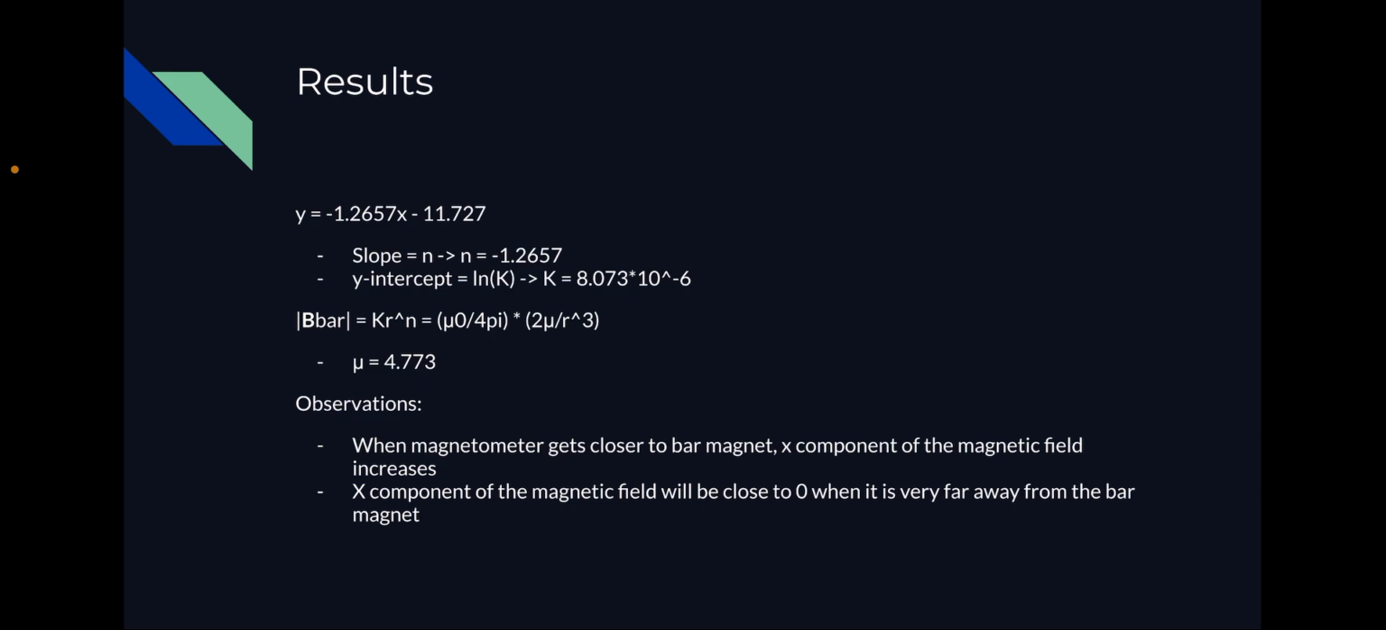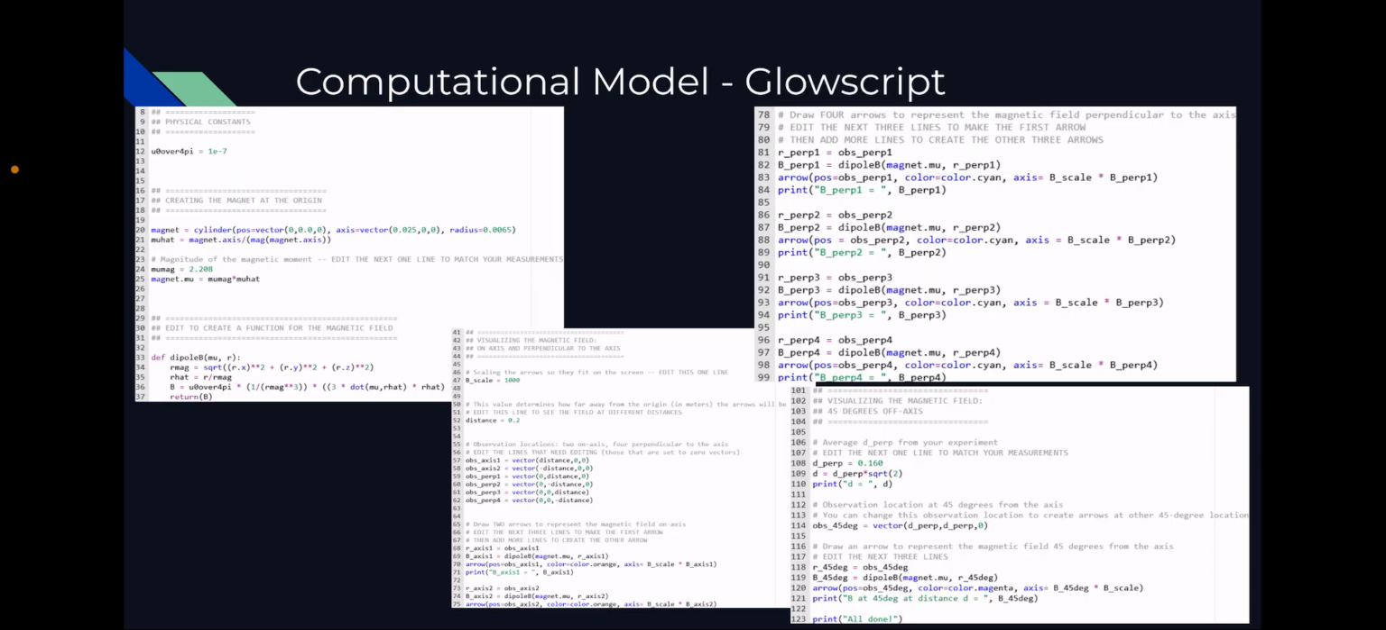And we observed that when the magnetometer gets closer to the bar magnet, the x component of the magnetic field increases, and the x component of the magnetic field will be close to 0 when it is very far away from the bar magnet. And then here's the code that I used for my computational model. I have my edits of the starter code shown here.